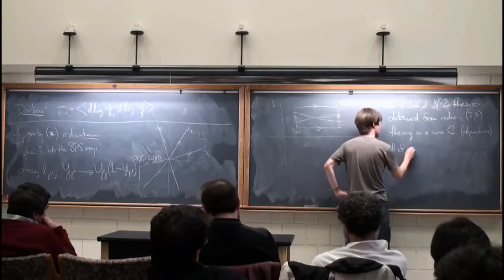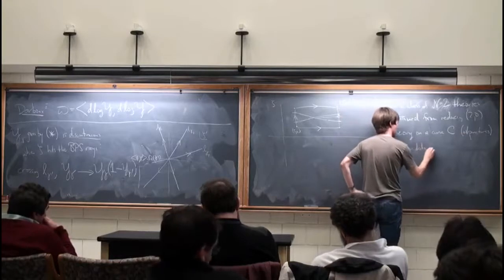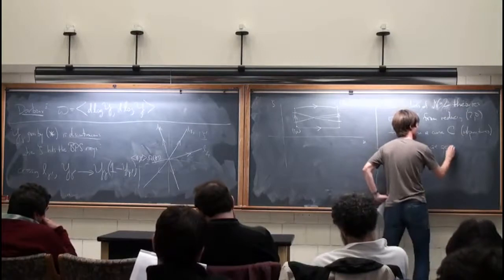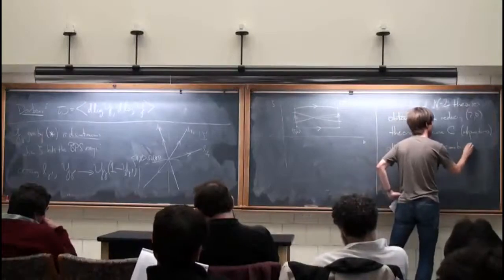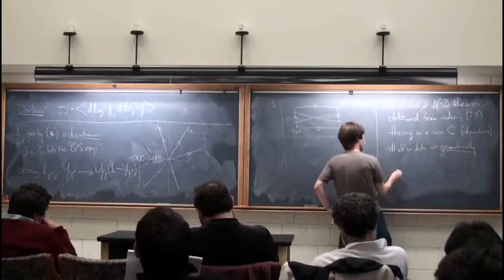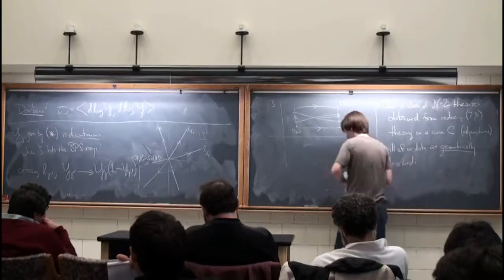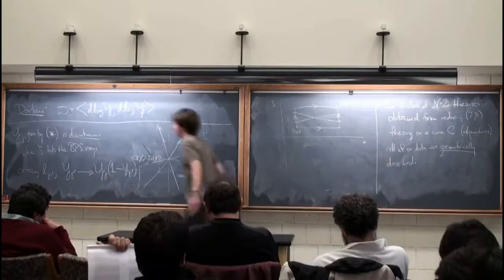So then all of our data becomes sort of geometric. All the data can be described geometrically in terms of C. And let me just tell you what the data are.